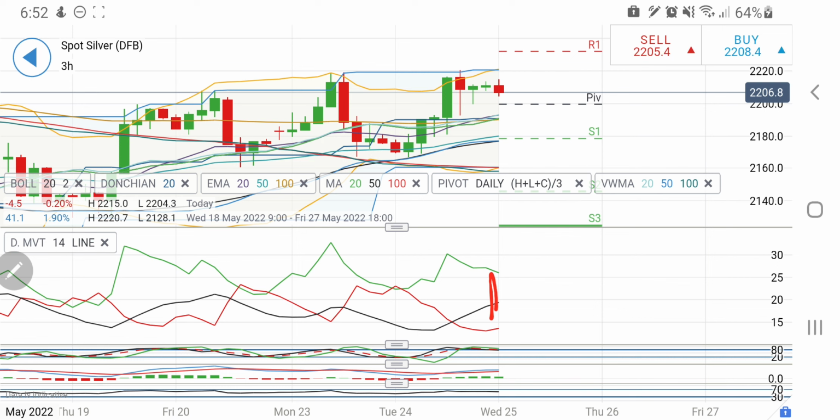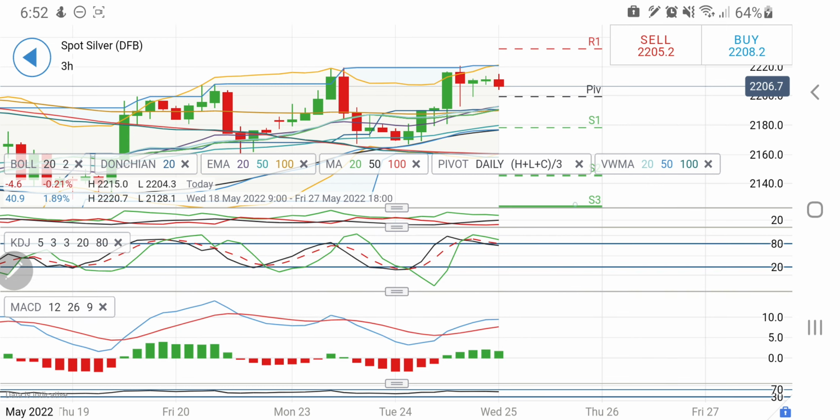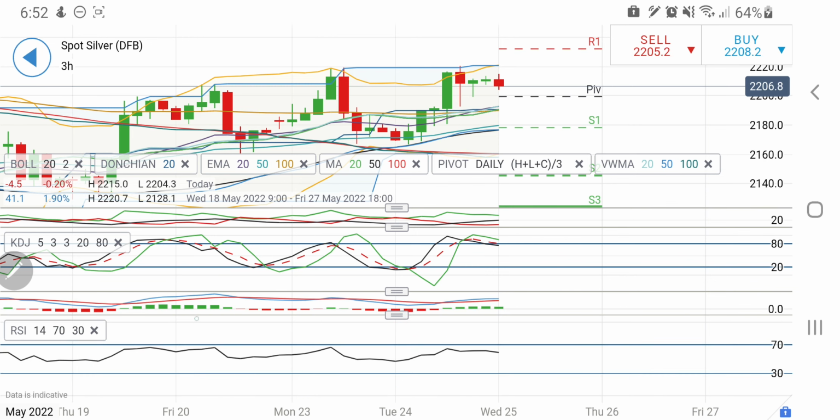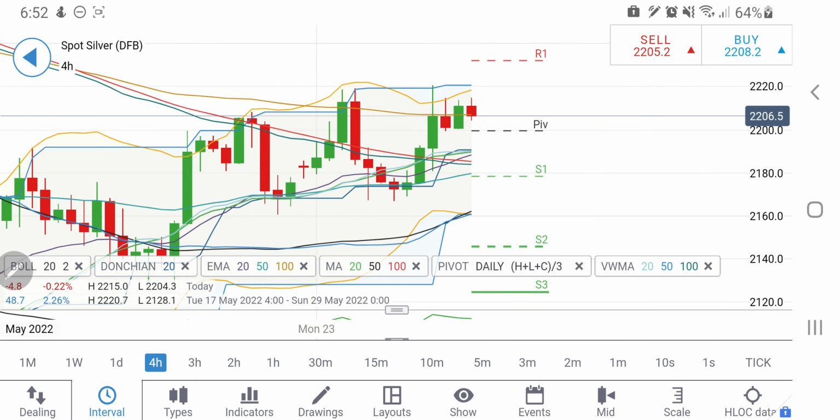The directional movement is bullish here. The stochastic is overbought, indicating it may try to drop a little. MACD is bullish here but trying to converge, indicating that bullishness is diminishing. RSI is near the top there. Now look at the 4-hour charts.